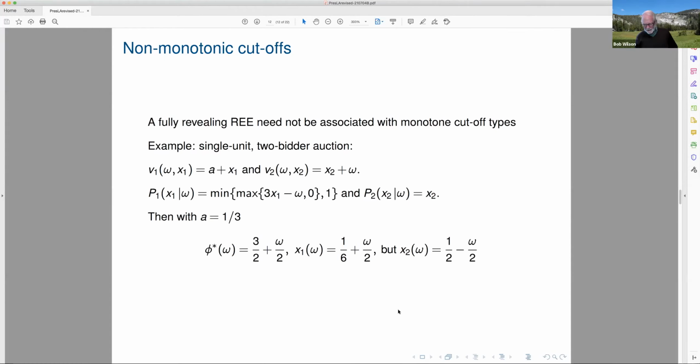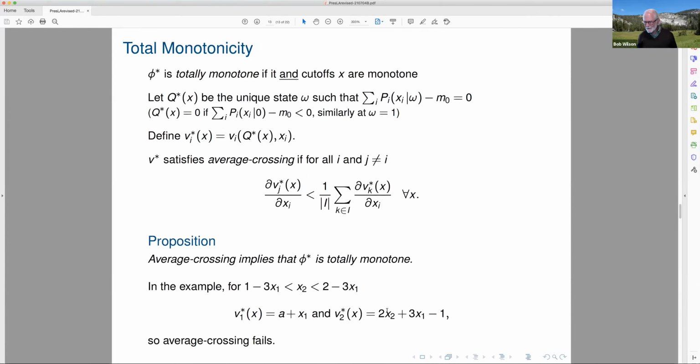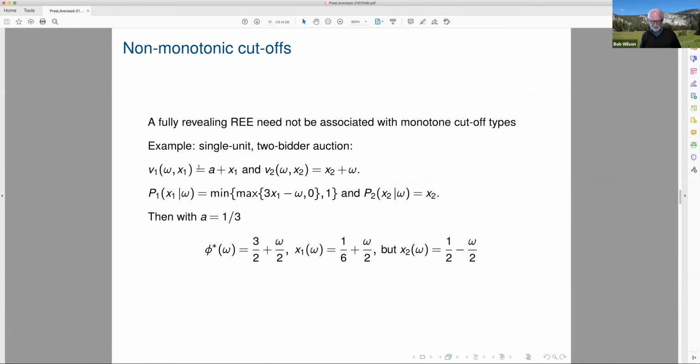But the thing is that the rational expectations equilibrium need not be associated with monotone cutoff types. So why is that important? Well, in an auction with increasing monotone bidding strategies, it has to be that the bidders trade if their signal is high enough, and the cutoff point should be increasing in the state. But that doesn't have to happen. So here's this example.